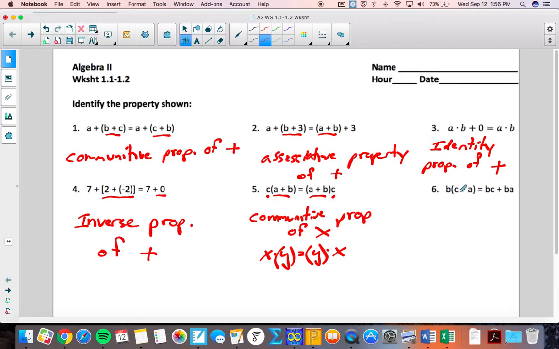What happened going from the left side to the right side in number 6? Well, they took b times c, and they also took b times a to get bc plus ba. That's the distributive property. Boom. Let's keep rolling.